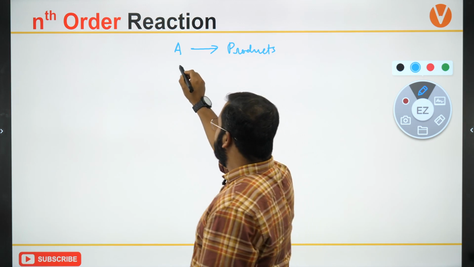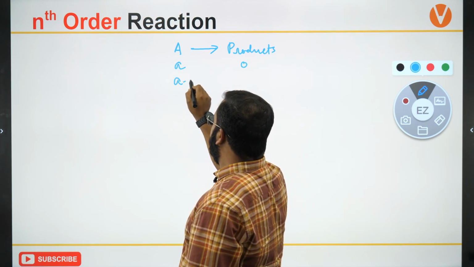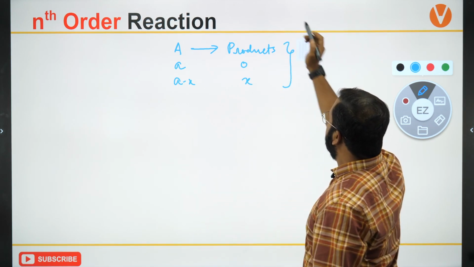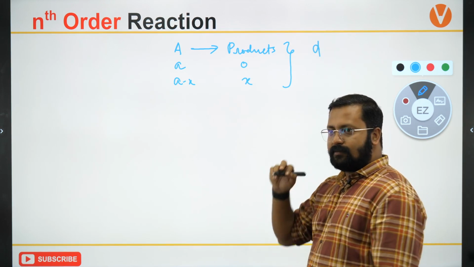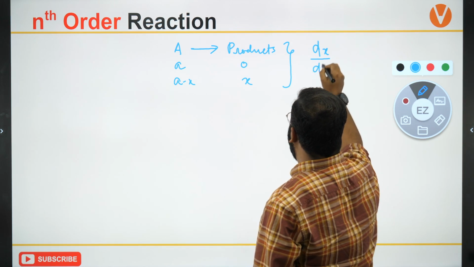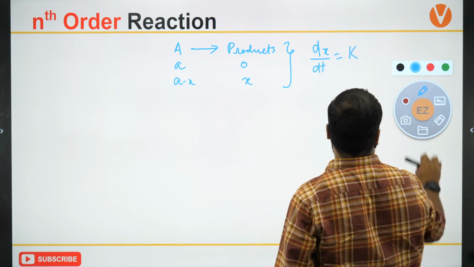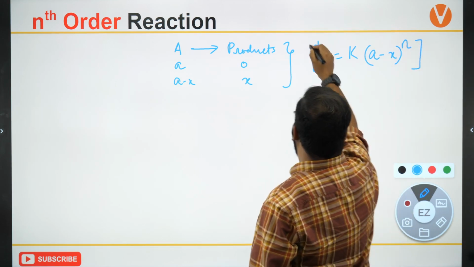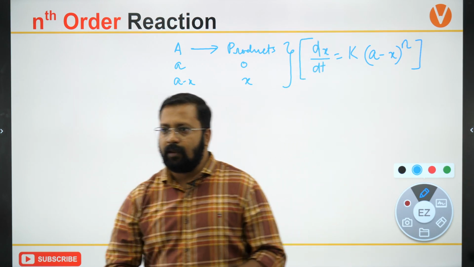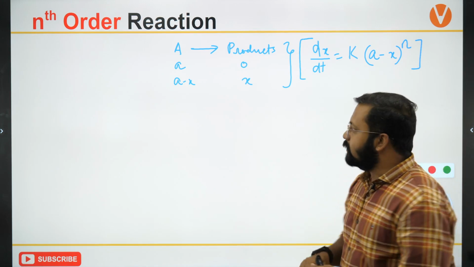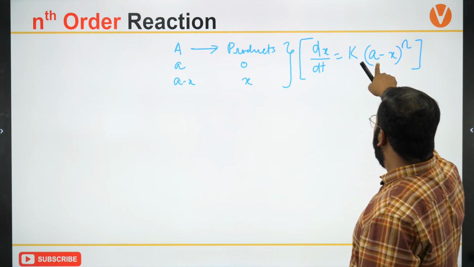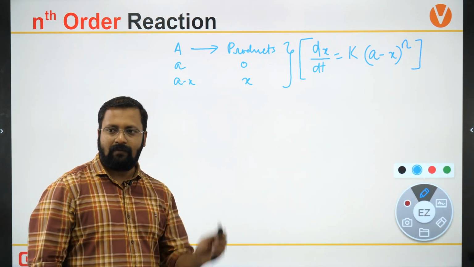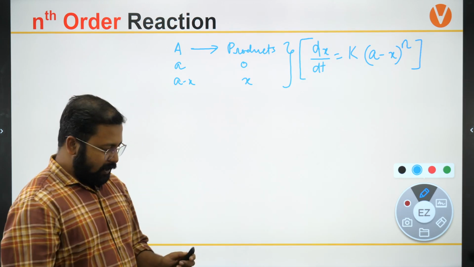Okay? Initial concentration is A. This is 0. This is A minus X, and this will be X. In that case, I will write the rate law as this. dx by dt is equal to k a minus x to the power n, because it is a nth order reaction. Now when I solve this equation, what I would be getting is this.